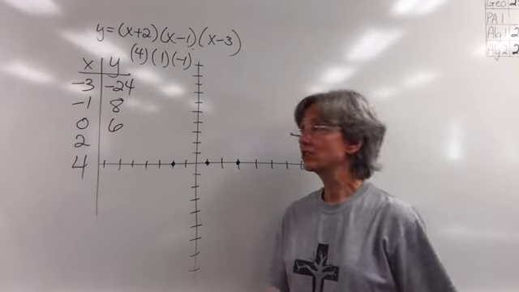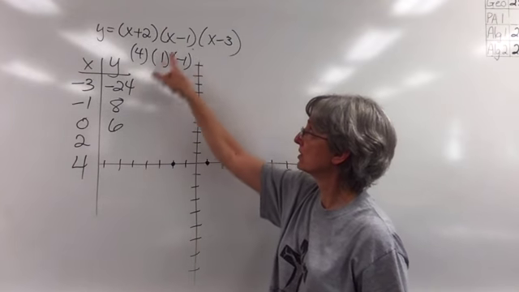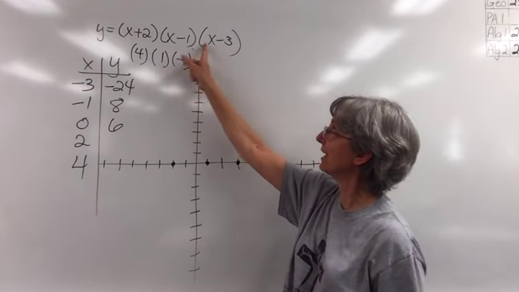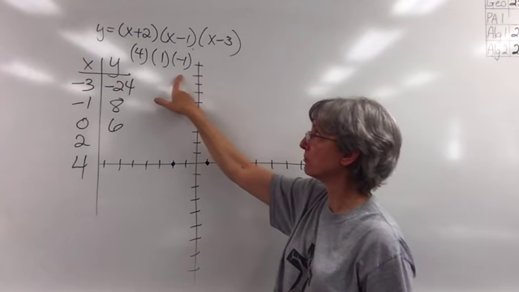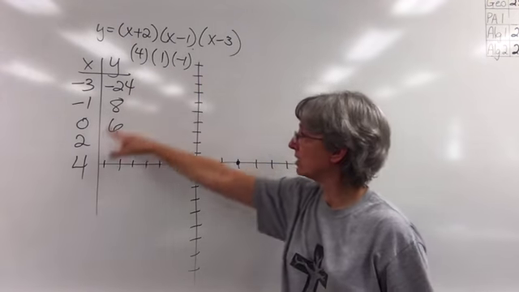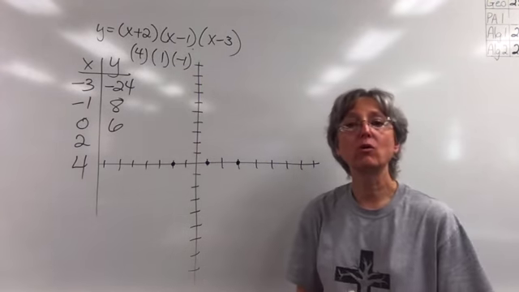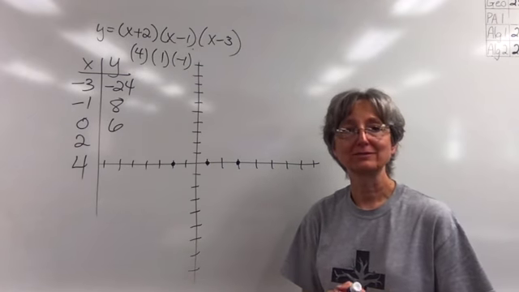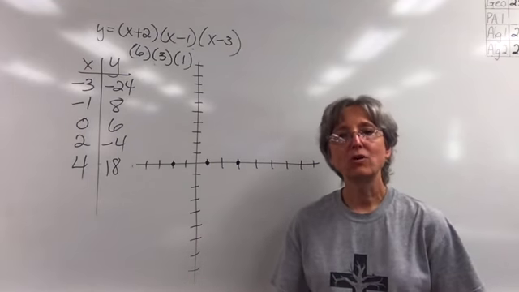Okay, when I made x 2, this one was 4, this one was 1, 2 minus 1 is 1, and 2 minus 3 is -1, and when I multiply that, I get -4. So when x is 2, y is -4, and now I'm going to do 4 next. And when I made x 4, I got 18.